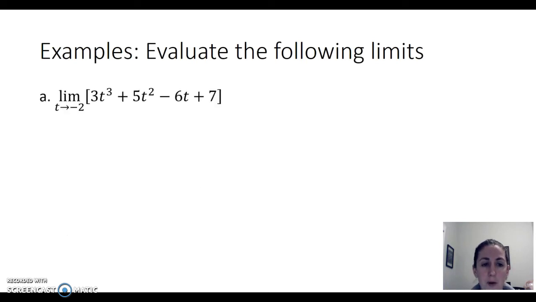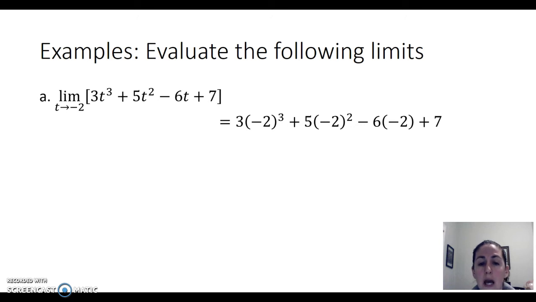The limit as t approaches -2 of 3t cubed plus 5t squared minus 6t plus 7. Let's try direct substitution, where we directly substitute in t equals -2. And when we do that, 3 times -2 cubed plus 5 times -2 squared minus 6 times -2 plus 7, we get 15. 15 is a real defined value, so that limit does exist and it's equal to 15.